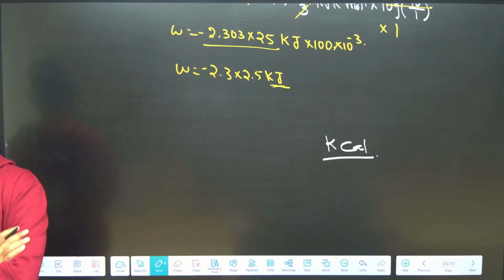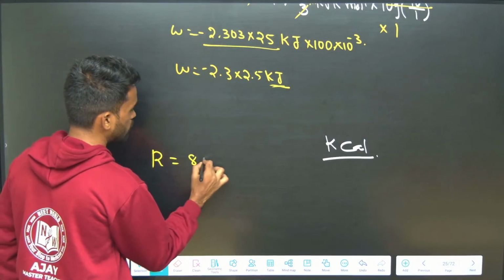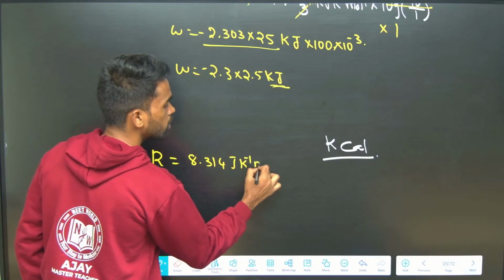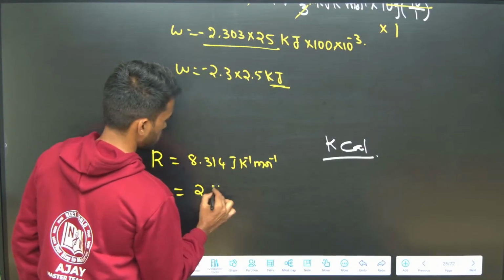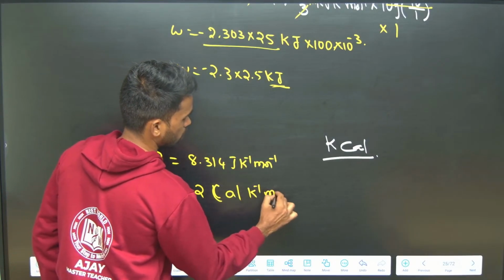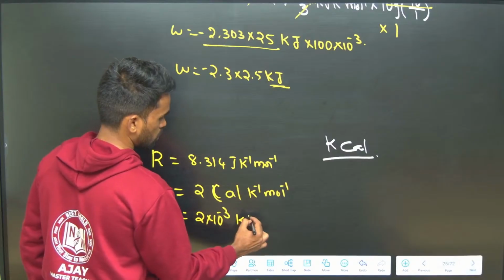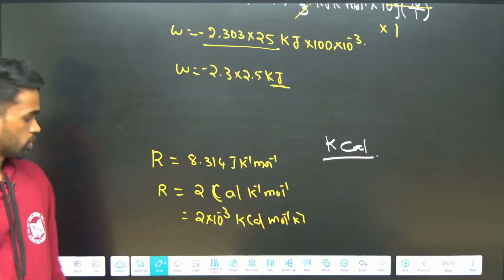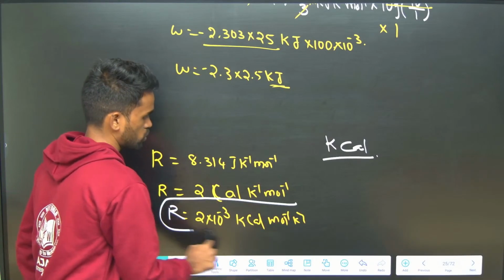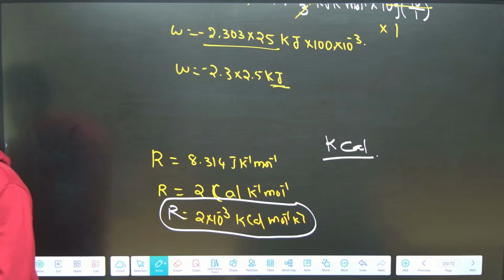What is the R value in kilocalories? R is equal to 8.314 joule per Kelvin per mole. If it is calories, 2 calorie per Kelvin per mole you can take. I am asking kilocalorie now, multiply with 10 power minus 3 and it becomes kilocalorie per mole per Kelvin. Take this final value here in your question, you will get the answer. So what is the answer?